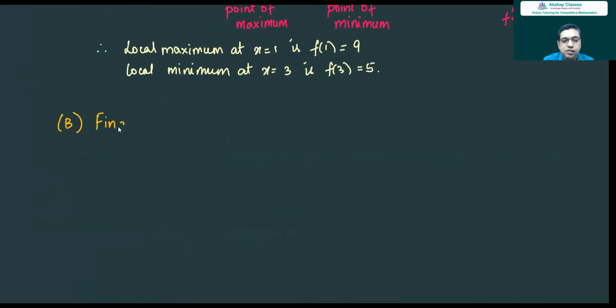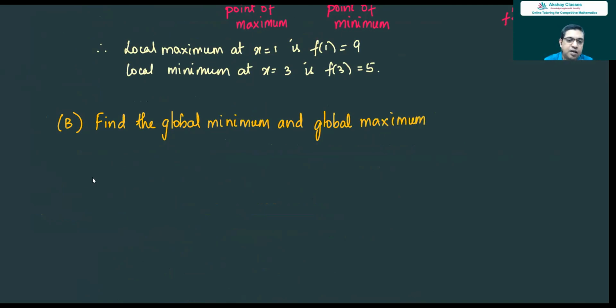Find the global minimum and global maximum of the same function in the interval, let's say minus 1 comma 5. Minus 1 comma 5, it's an interval.